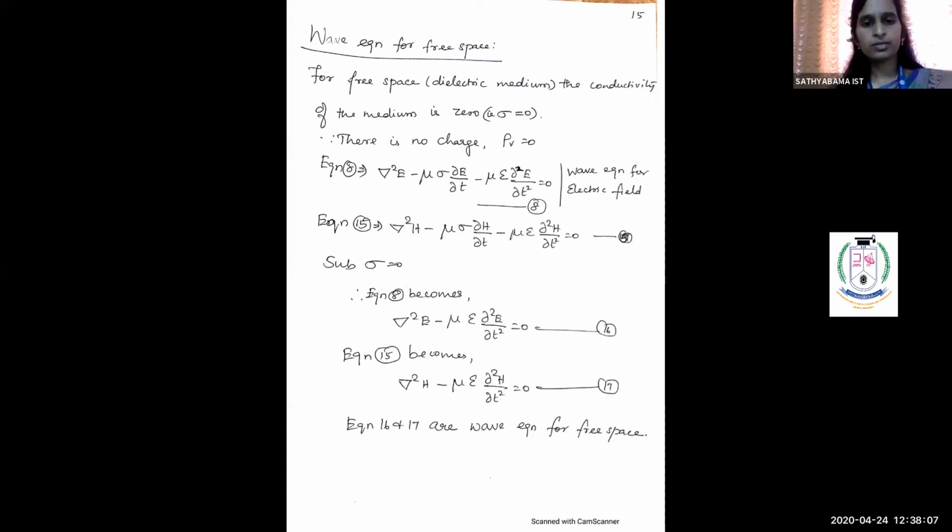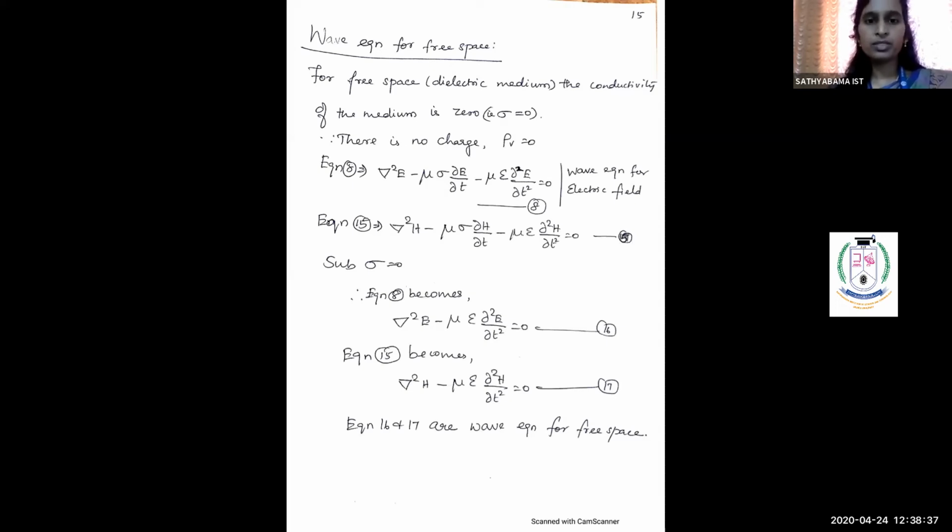And your 15th equation becomes del square H minus mu epsilon dou square H by dou t square is equal to 0, which is going to be your 17th equation. So from your 8th and 15th equations, the middle term alone vanishes as sigma becomes 0. This is going to be your wave equation for free space. So till now we have seen the electromagnetic wave equation for electric field, magnetic field and free space.